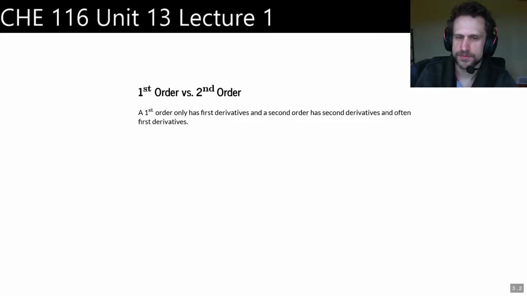And then we're going to use another word called first order versus second order versus third order. So the order means what is the highest type of derivative. So first order means first derivatives, second order means second derivatives. And obviously if you have a second order, you can have both first and second derivatives, and that's normally the case.